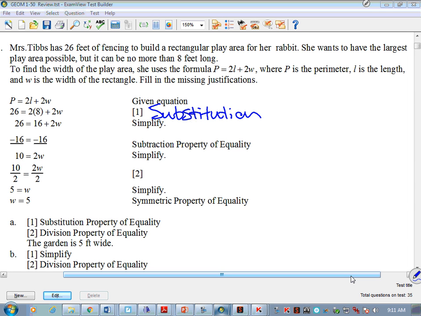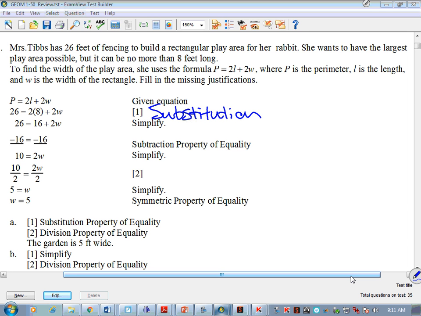You can notice if you scroll down, you're probably going to see substitution show up in there. From here on, you see what they do next. Now we're just following the math on down. 26 remains 26. In the next step, they take 2 times 8 and get 16. They bring the 2W down. So all we've done there is simplify.